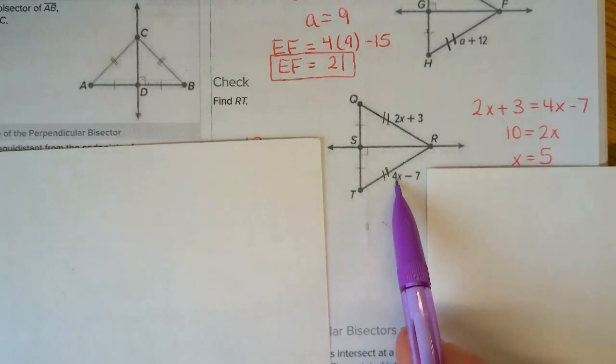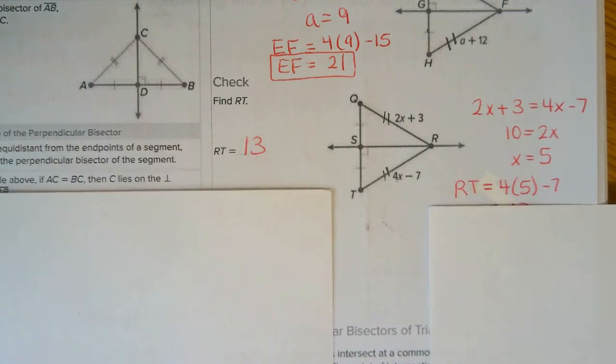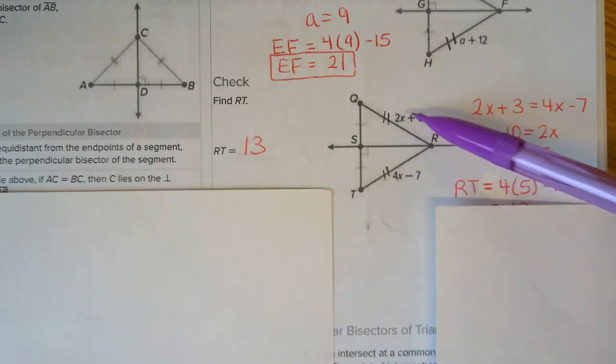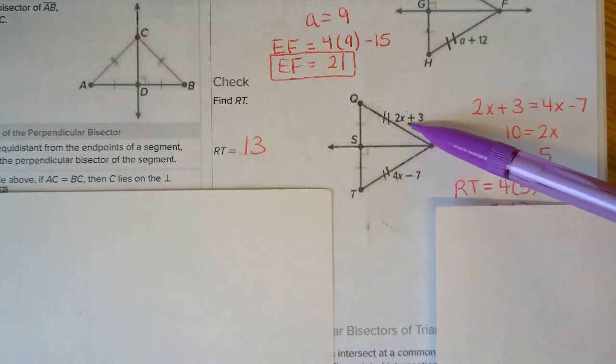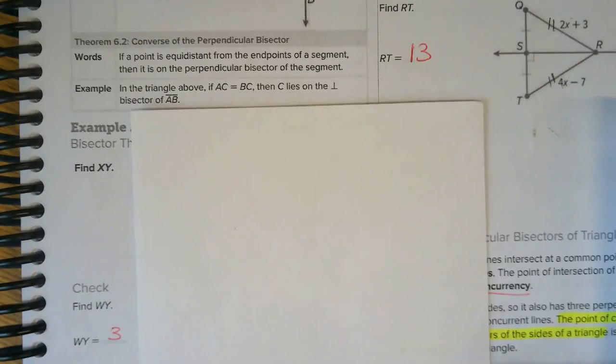You're not finished because you need to plug it back into RT. So therefore, when I plugged it back in, I got 13. It technically wouldn't matter which one that you plugged it back into because these are going to be equal. So even if you plugged it in that top one, you still should be getting the same answer.